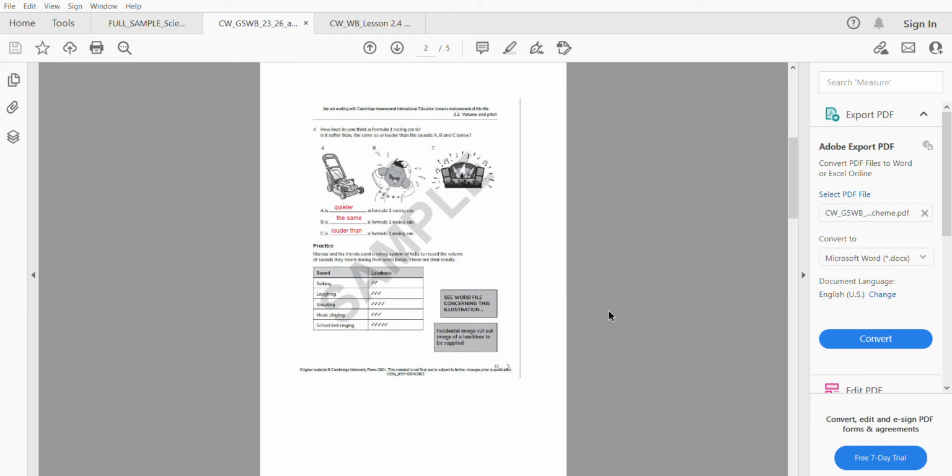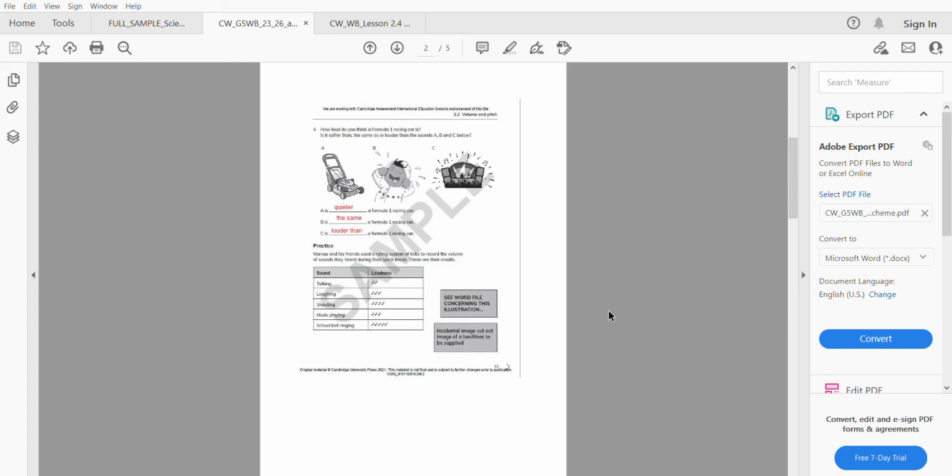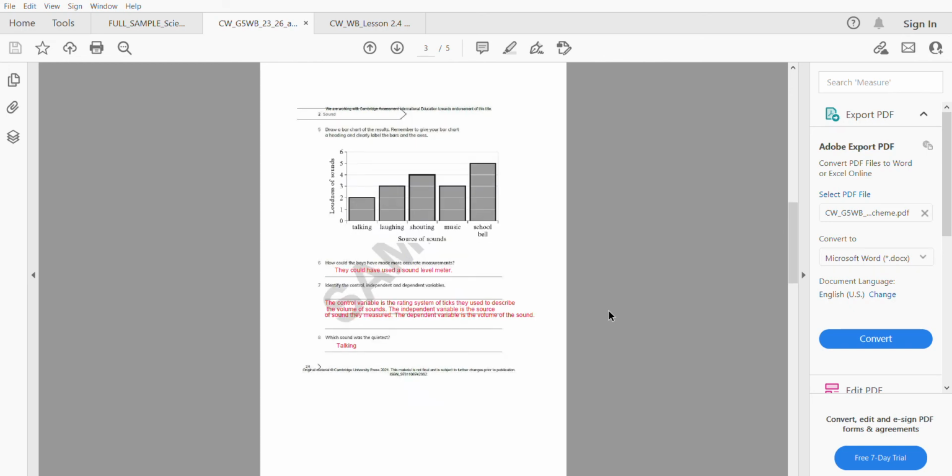Okay. In the practice part, we tried to understand the variables, okay, and the data presented in the chart, and from that we also practiced how to create a bar graph using the data on page 23. When I say data, I'm talking about the chart, the sound and then the loudness, for example, talking 2 ticks, laughing 3 ticks, and so on and so forth.